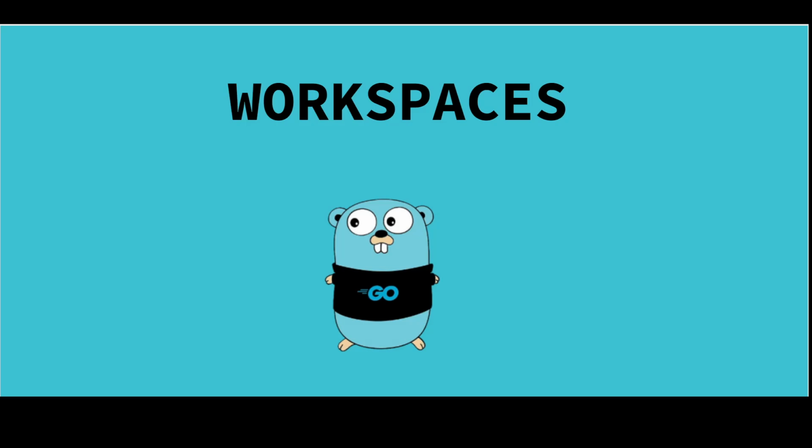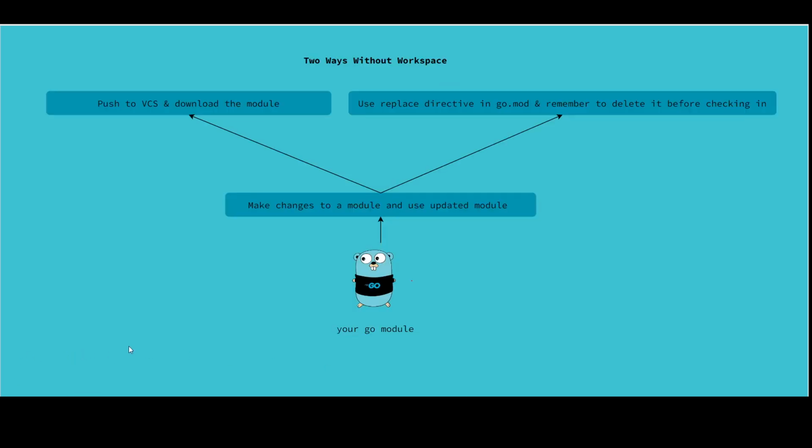Today's topic is Go Workspaces. First, let's look at the problem that Go Workspaces solve. Let's say you have two modules. In one of the modules, you're trying to use another module. There are two ways you can do that without a workspace.